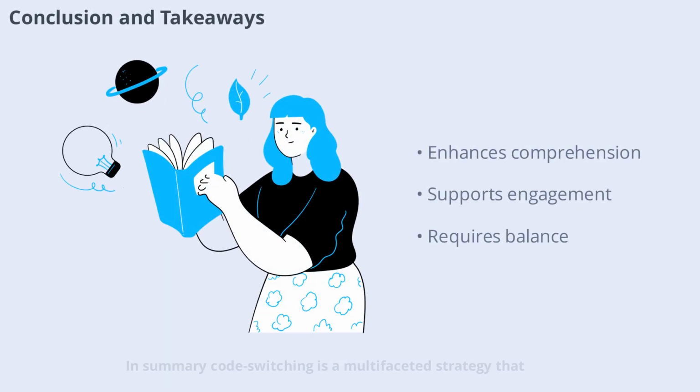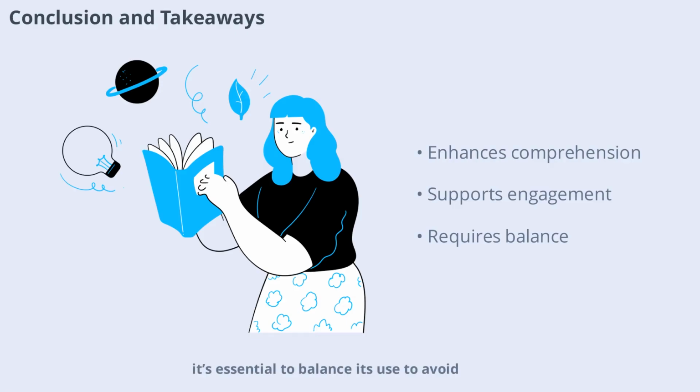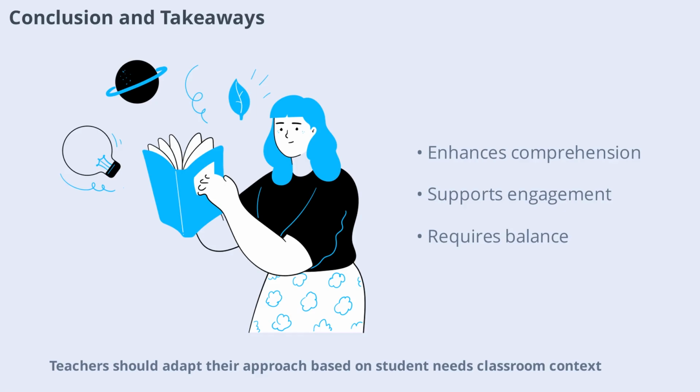In summary, code switching is a multifaceted strategy that, when used thoughtfully, can enhance ESL instruction by supporting comprehension, engagement, and language development. However, it's essential to balance its use to avoid potential drawbacks such as dependency or limited English exposure. Teachers should adapt their approach based on student needs, classroom context, and their own language skills. As research continues, educators are encouraged to stay informed and reflective about their code switching practices to create the most effective learning environments possible.